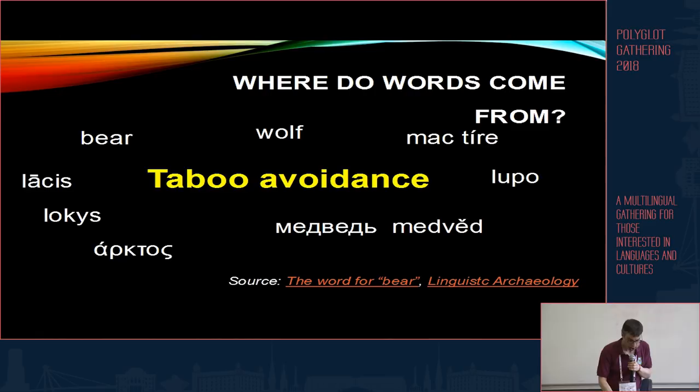And then words for wolf are also examples of taboo avoidance. So in Irish, this one, mac tíre, that means son of the land, literally. So rather than saying wolf, you say the son of the land. And lupo, in Italian, originally comes from a root that means dangerous.